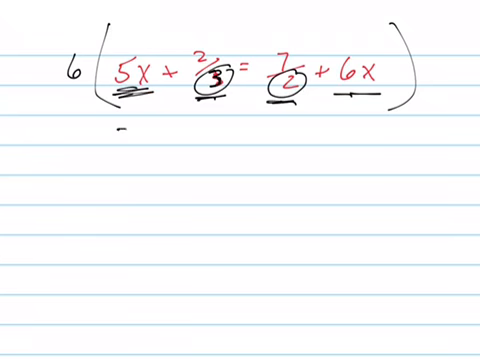This becomes 30x. This becomes, notice the 6 and the 3 cancel, and you just get 2 times 2, which is 4. You understand that? You understand how I get plus 4 there?